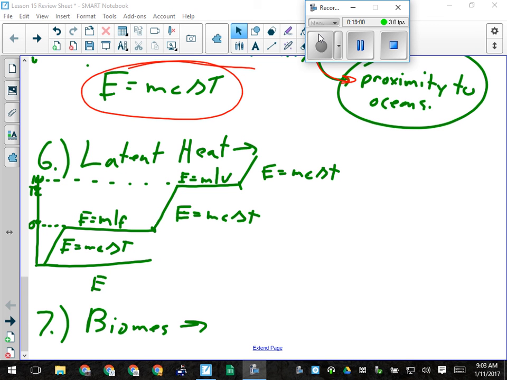So on your test, there are 25 multiple choice questions, right? And there's a few things that are application kind of questions, but mostly it's recall. So there's, like we said, some biome questions, some questions on the water cycle, some questions on factors that affect climate, some questions on heat transfer, conduction, convection, radiation, applications of that, and a couple of things on latent heat.